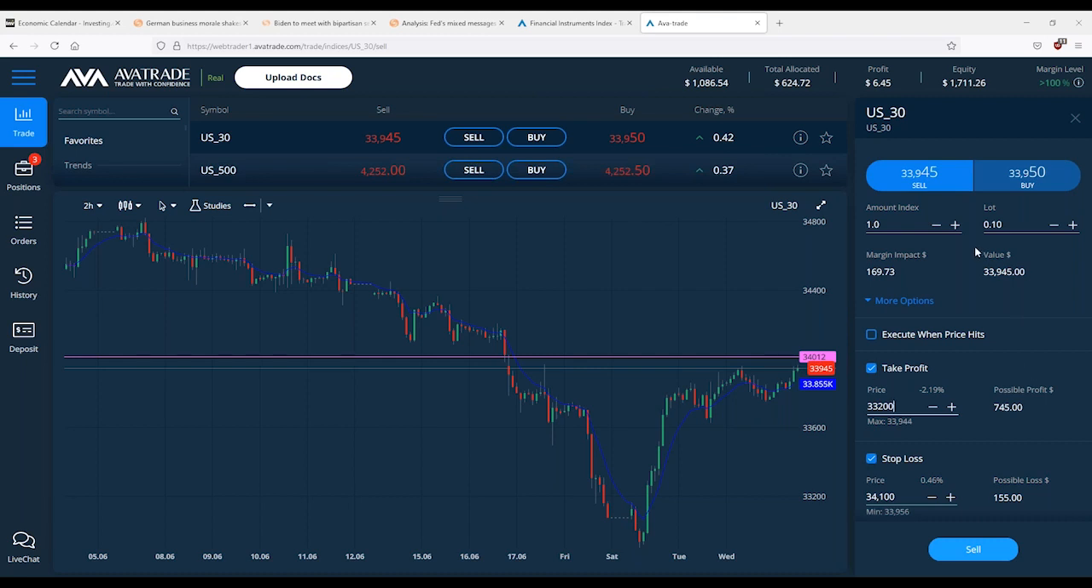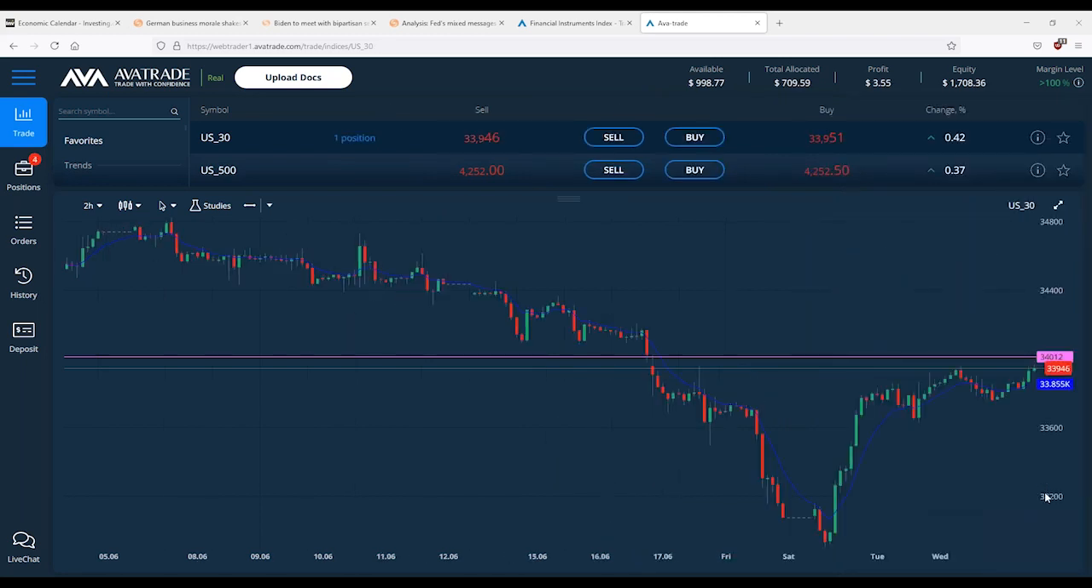Then I just have to determine how much I want to risk. Possible loss 155. Maybe I think that's too much, so maybe I lower it and say my possible loss 77, my possible gain over 300. If I like that, then there I go. My trade is activated. I've got my stop loss above the resistance, risking a limited amount, and my take profit just before the support down here with a much larger potential profit than what I'm risking.